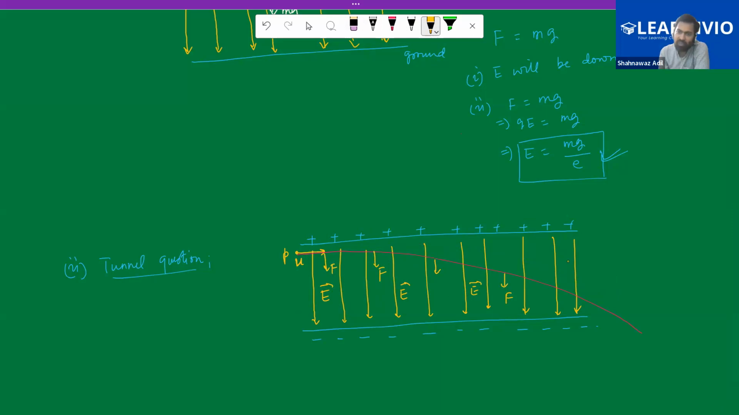Right? And what is the amount of this force? This force is QE. So due to this force, there would be acceleration. And what would be that acceleration? So acceleration would be QE by M. Due to this downward acceleration, it will follow this path, right? Because this is an example of projectile motion.